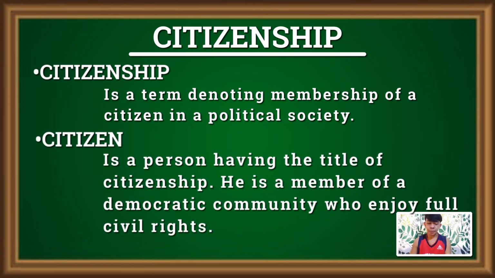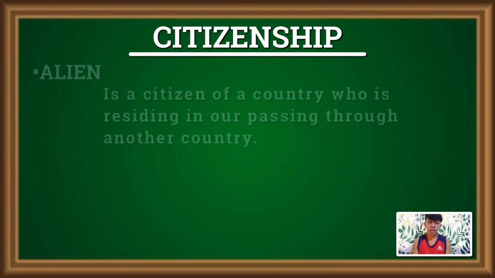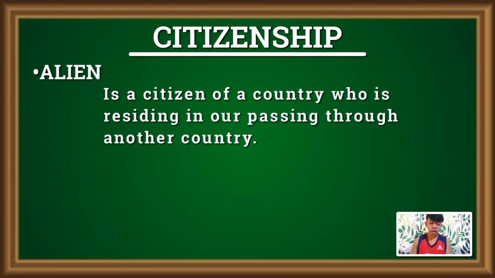Next is citizen. A citizen is a person having the title of citizenship. He is a member of a democratic community who enjoys full civil and political rights. So you are called a citizen if you have membership, also known as citizenship, in that country. Next is alien. An alien is a citizen of a country who is residing in or passing through another country. Aliens are also known as foreigners. We call them aliens because they are just passing through our country and they are not members. They don't have membership in our country.